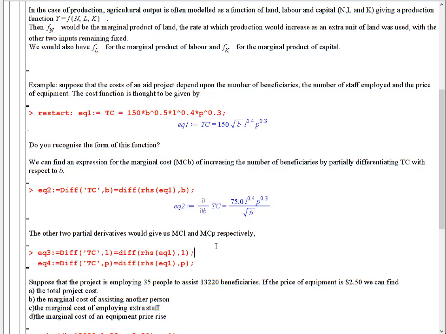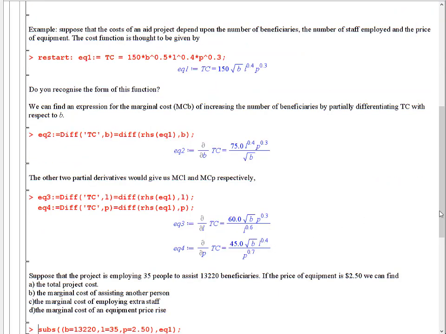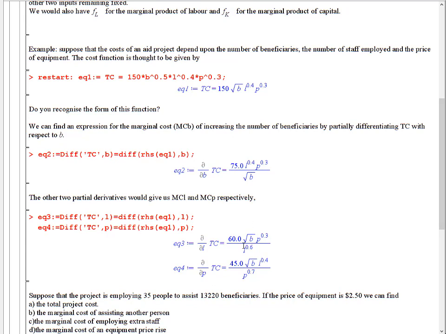Let's have a look at the other two partial derivatives. Marginal cost with respect to labour and with respect to price of equipment, something like this. Again, you should be able to see what's happened here with the L. So 0.4, this stays constant and this stays constant. 0.4 times 150 is 60. Then 0.4 subtract 1 is negative 0.6, so then 0.6 comes to here. And similarly for the partial derivative with respect to P.